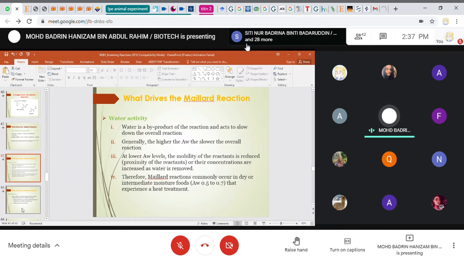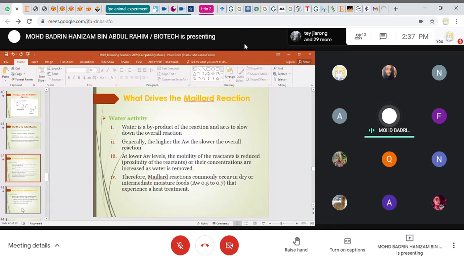We know from the previous slides that during the first step of the reaction, you produce glycosylamine, and the byproduct is water, right? So water is a byproduct of the reaction, and this will slow down the overall reaction. When you produce lots of water, when the water activity is too high, this in turn will slow down the overall Maillard reaction. In general, the higher the water activity, the slower the overall reaction.